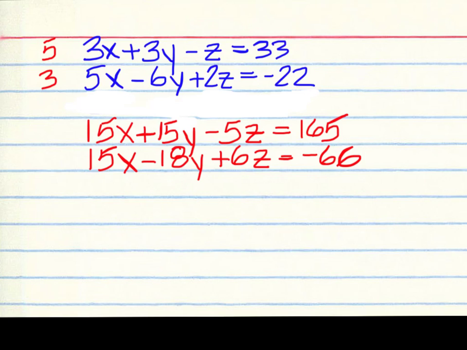So we have a positive 15, positive 15. What operation will get rid of those? Minus. So we have to subtract both of those.